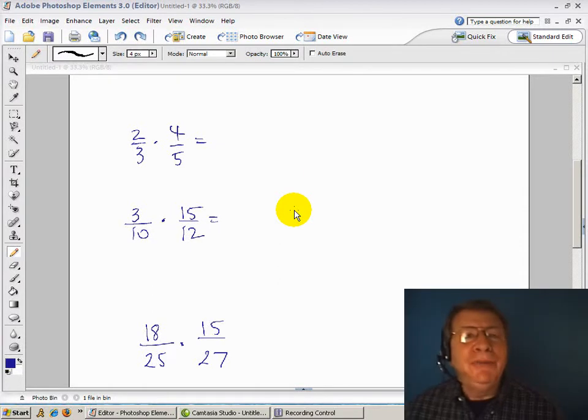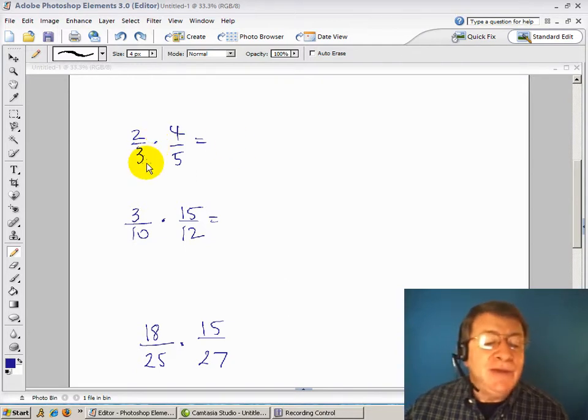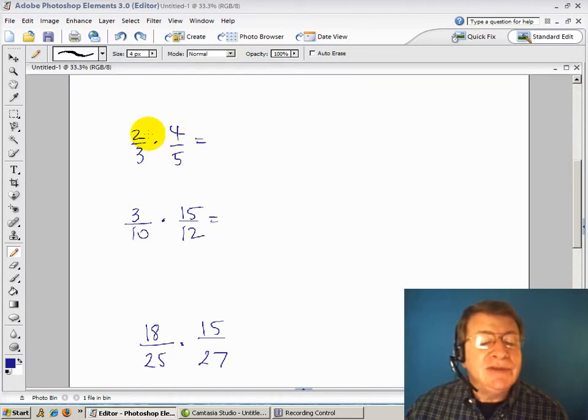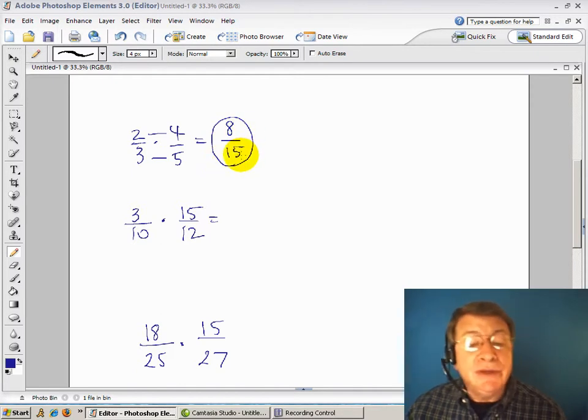Part 4, multiplying fractions. Of all the operations that you can do with fractions, I like multiplication the best. You simply multiply top times the top and bottom times the bottom. That's it. On the example that I've written, 2/3 times 4/5, the top times the top, 2 times 4 is 8, and bottom times the bottom, 3 times 5 is 15. And that's my answer, unless of course I could reduce, which in this case I cannot.